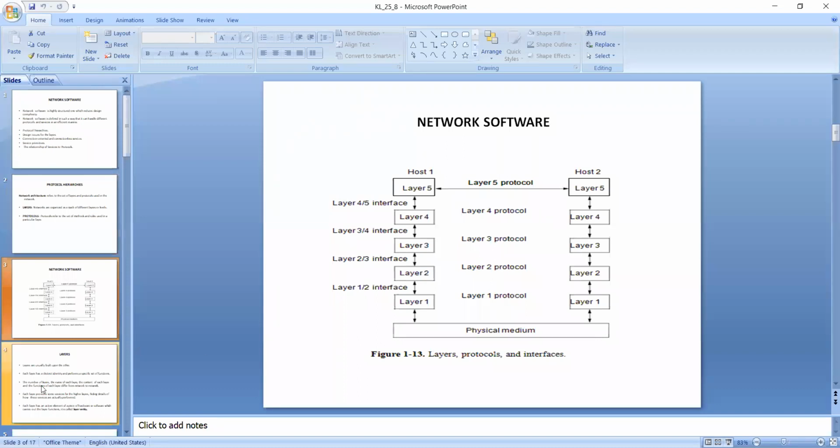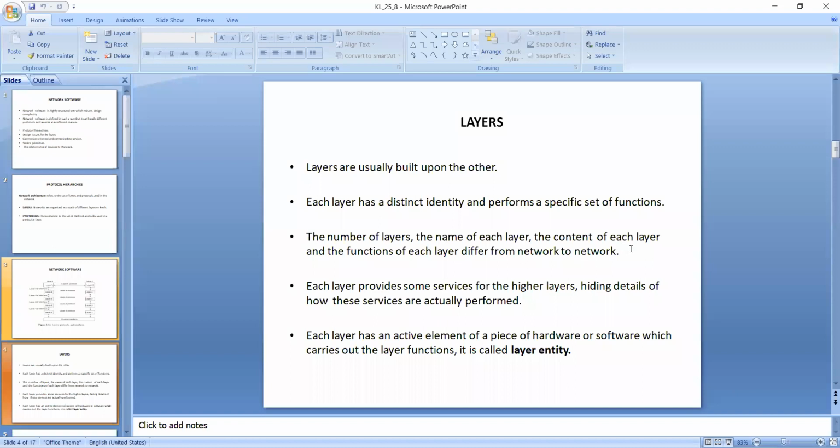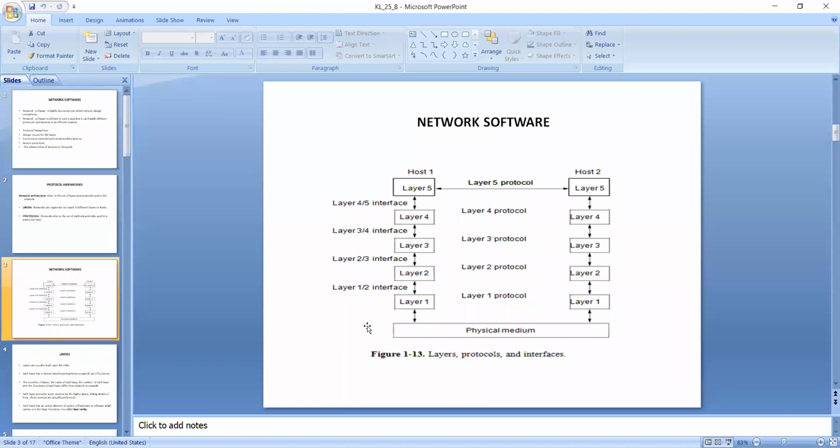Okay, so that is the third point. The number of layers, the name of each layer, the content of each layer, and the functions of each layer differ from network to network. Next point, each layer provides some services for the higher layer, hiding details of how these services are actually performed. This is a very important point. So the lower layer always provides services to the upper layer. If we take layer 1, this layer 1 provides services to layer 2.